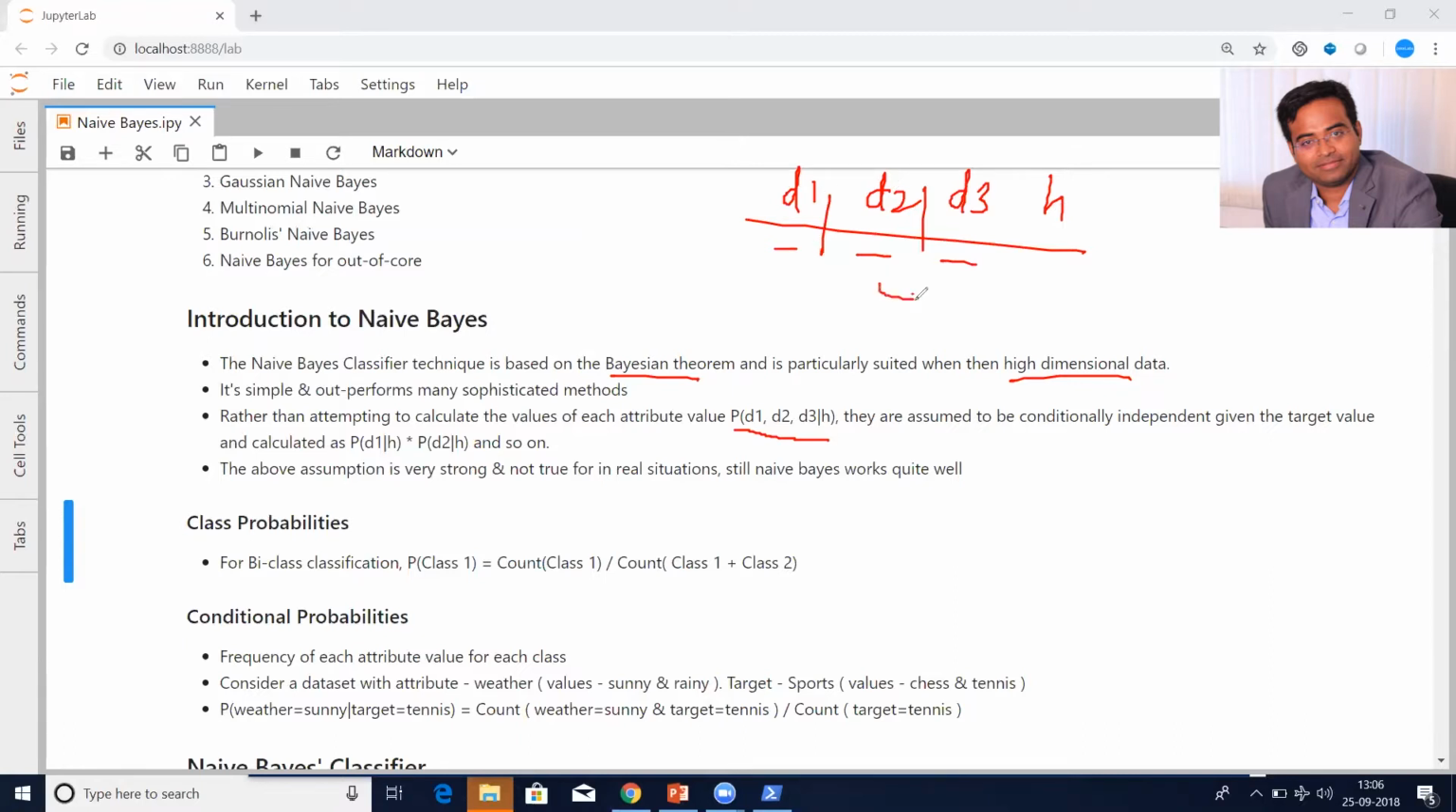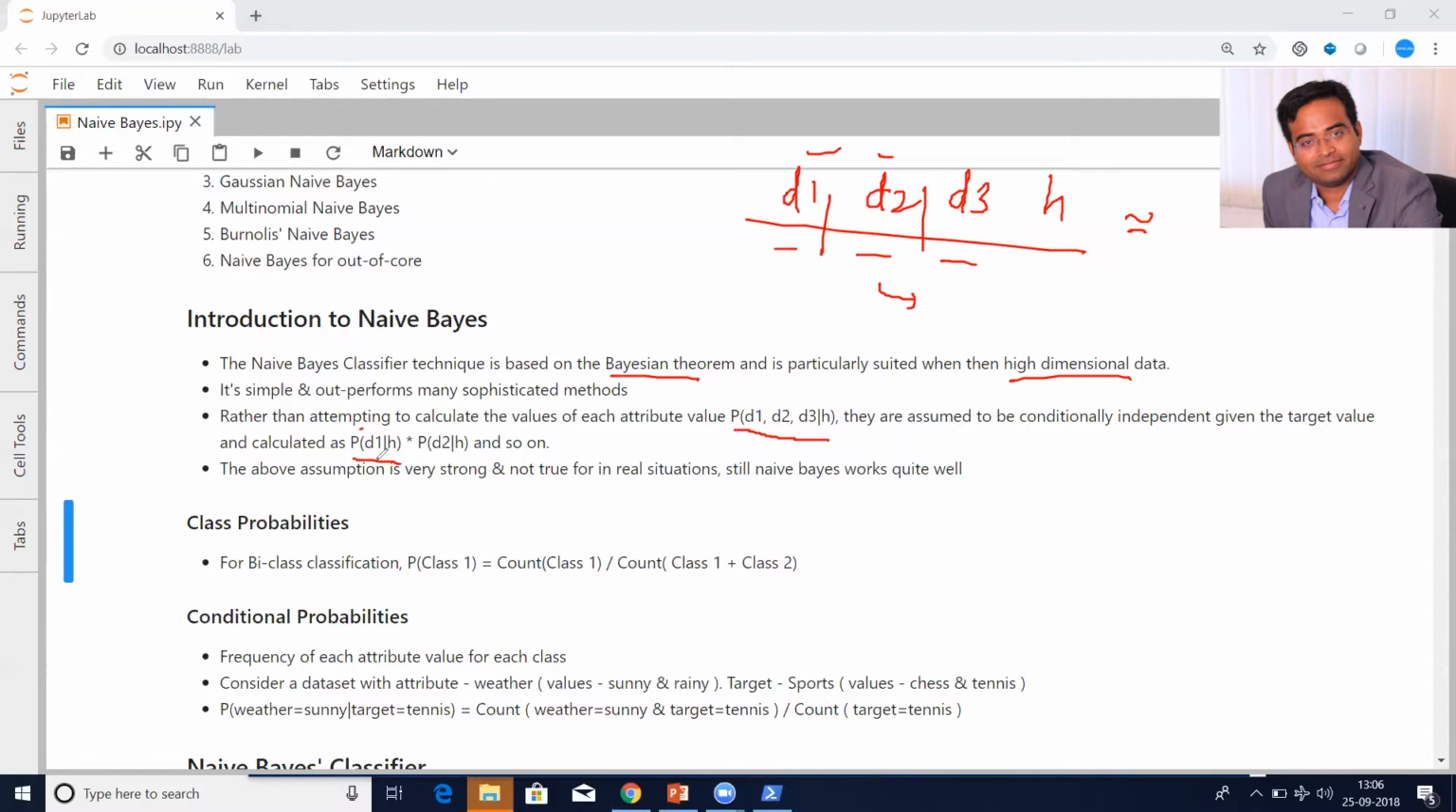You're simplifying it. That's why it is called naive Bayes. You're simplifying it. You're telling that you assume that these features are independent of each other. So this is equivalent to probability of D1 given H times probability of D2 given H times probability of D3 given H. This is the fundamental thing around it.